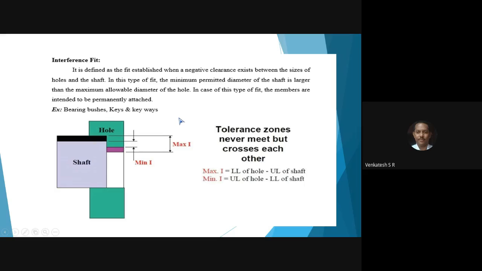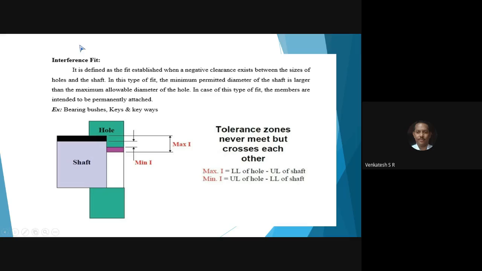If you use a metal hammer, it damages the surface of the balls as well as the surface of the bearing and the shaft. For that reason, never use a metal hammer. You have to use a wooden mallet, rubber mallet, or wooden piece. The interference fit exists when the diameter of the shaft is more than the diameter of the hole.